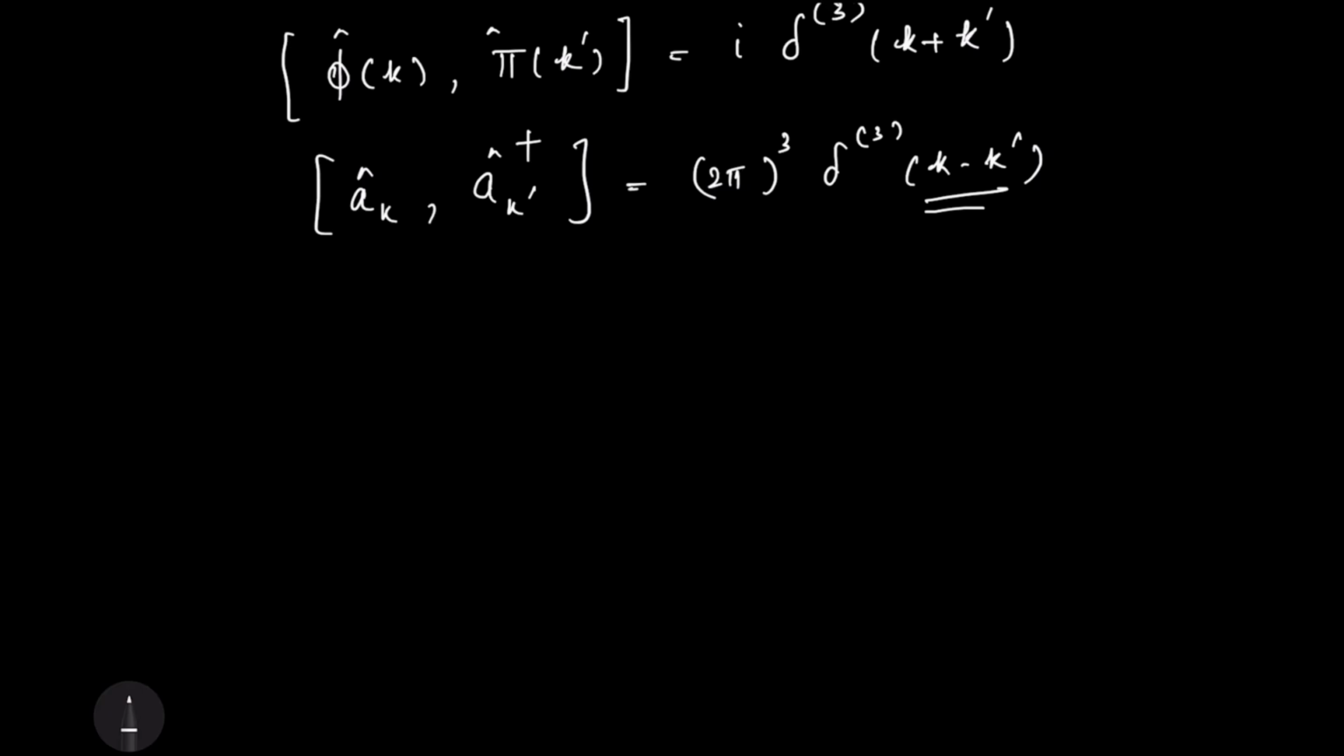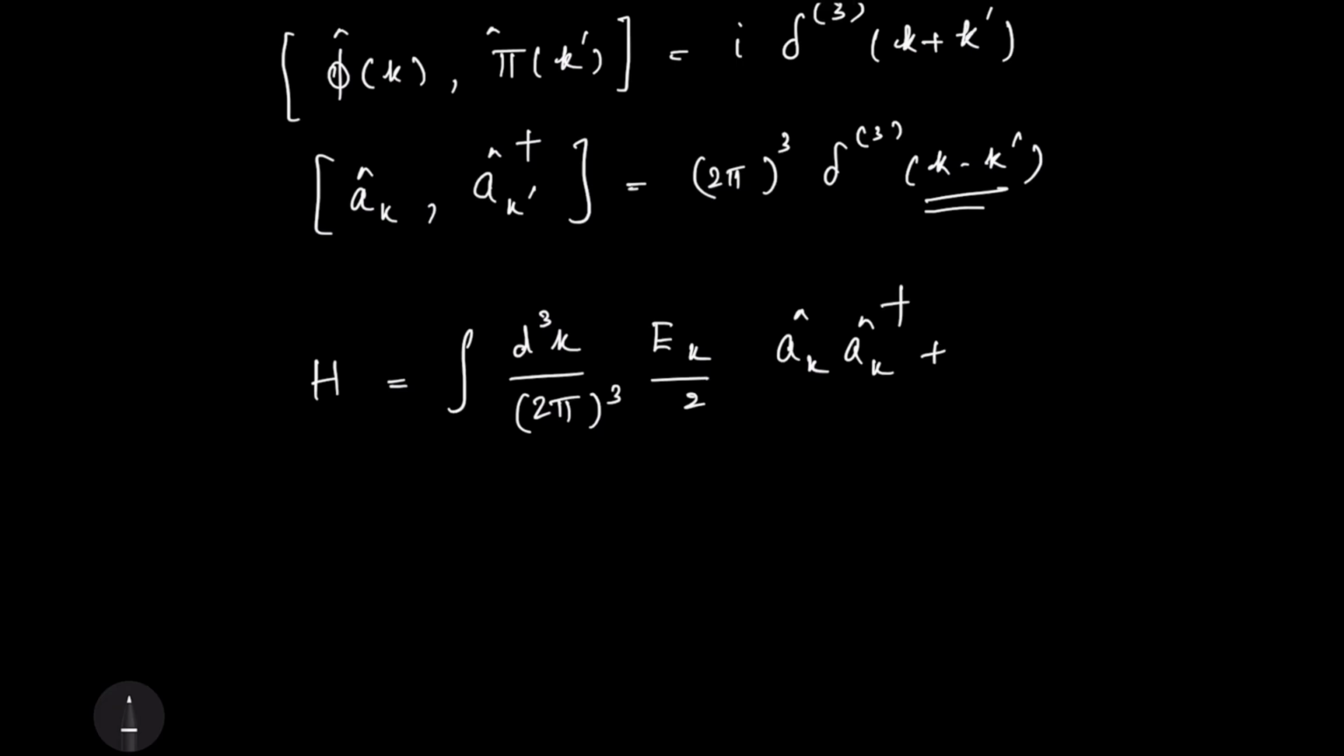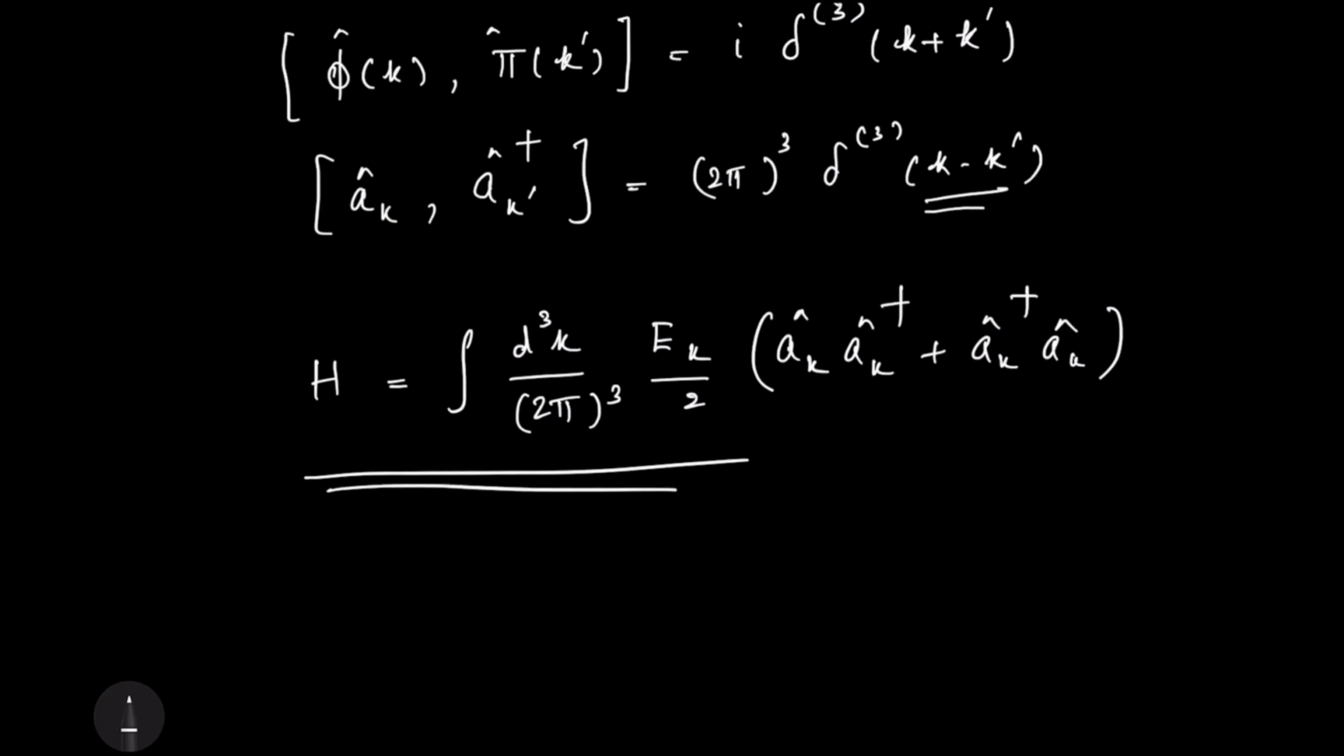Now similarly, in the last class we have found the Hamiltonian, or the total energy operator, for this case. The Hamiltonian was integral d³k by 2π cube, E_k by 2, times a_k a_k† plus a_k† a_k. So in the last class we stopped here, and here we will continue from the Hamiltonian.